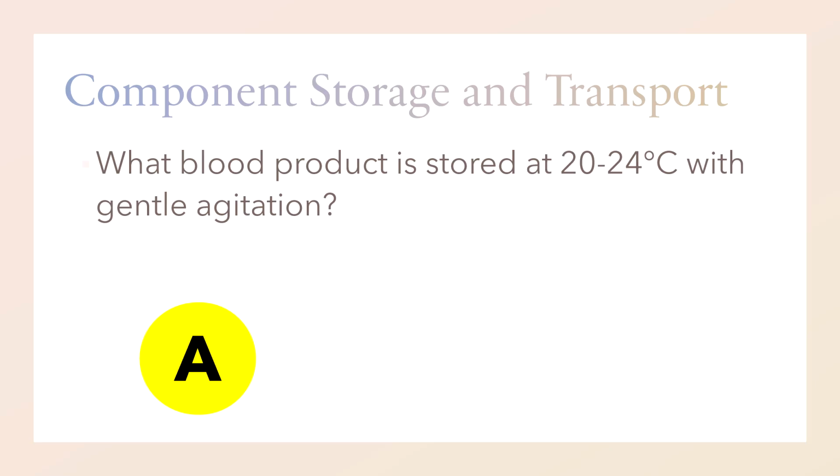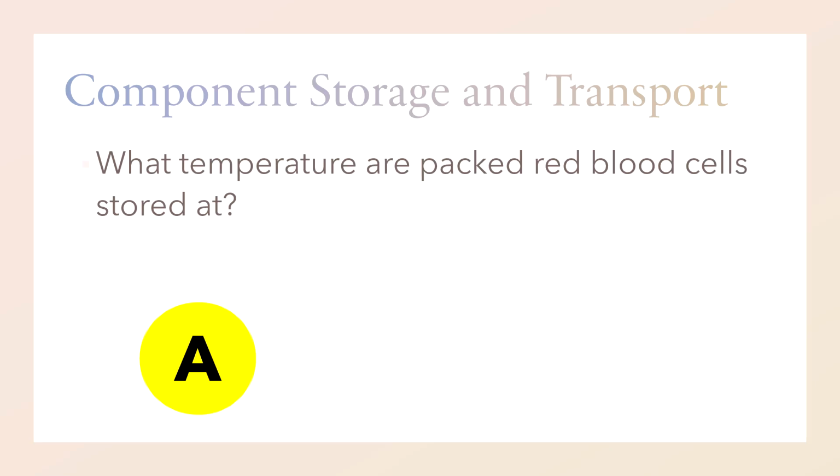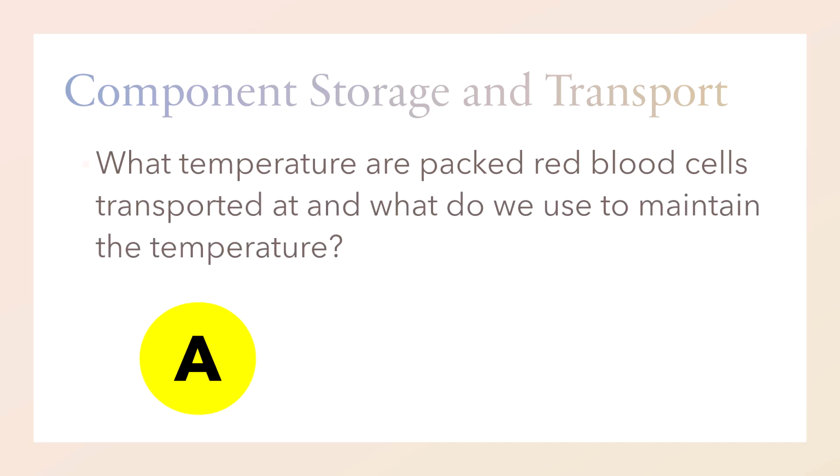Component storage and transport. What blood product is stored at 20 to 24 degrees Celsius with gentle agitation? Platelets. What temperature are packed red blood cells stored at? 1 to 6 degrees Celsius. What temperature are packed red blood cells transported at, and what do we use to maintain the temperature? 1 to 10 degrees Celsius, and we use wet ice.